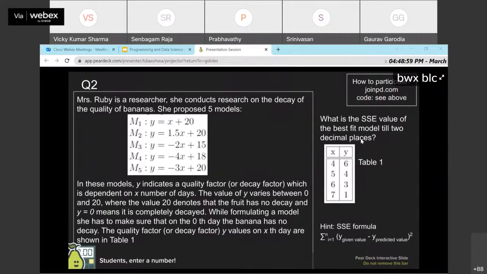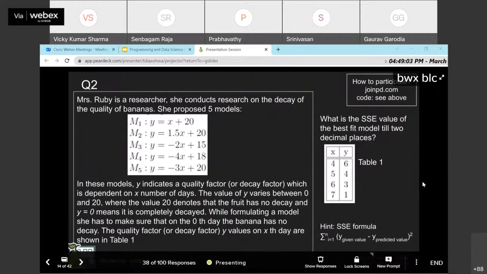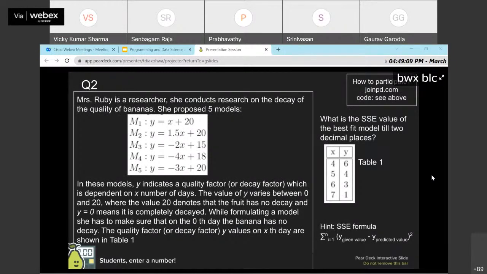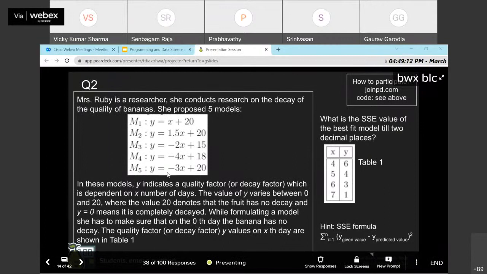So how do you choose it? Prabhavati chose model 5 just because she saw the slope was negative, that is -3. As x is increasing, y values are decreasing, which means the slope is negative. Certainly M1 and M2 are wrong because they have positive slopes, so those are increasing straight lines. But M3, M4 and M5 are all decreasing.